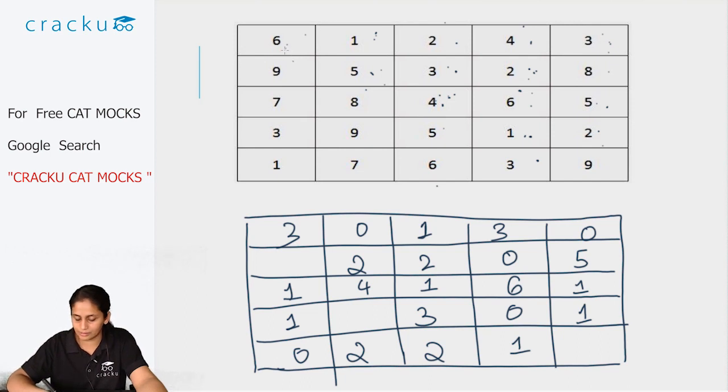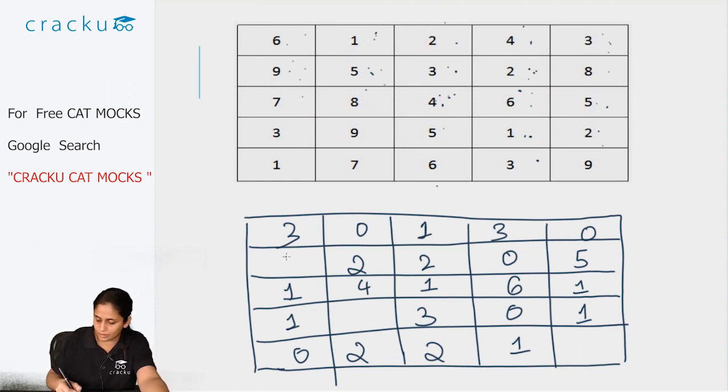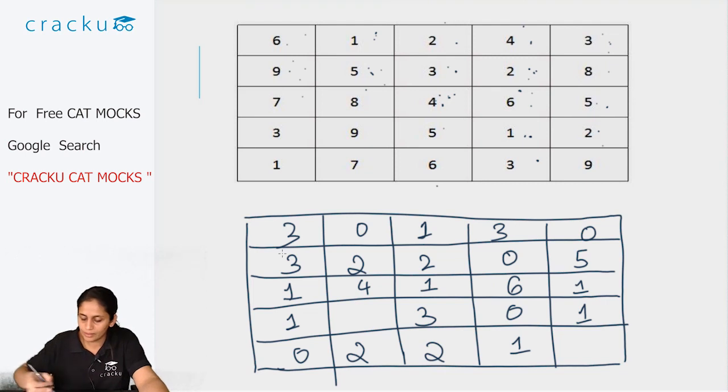So 9s, this 6 can reach it, so 1. This 5 can reach it, so 2. This 3 can't reach it. This 7 can reach it, so 3. This 3 can't reach it. So that's 3 people.